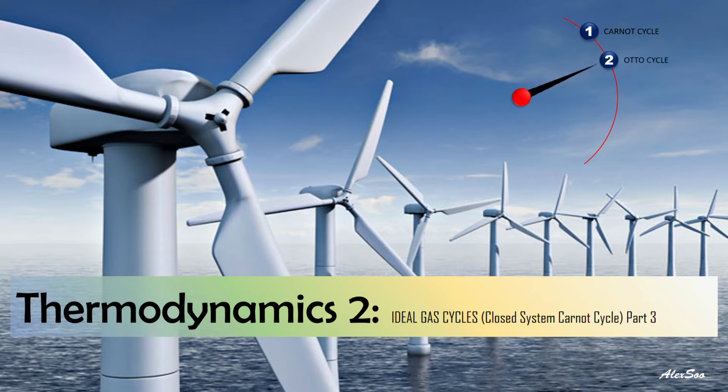Then we have the Otto cycle. Then we'll be looking into the Brayton cycle or Joule cycle, sometimes known as the constant pressure cycle. Then we have the diesel cycle, and then the dual combustion cycle. So these are the 5 cycles that we'll be looking at in this chapter 1.